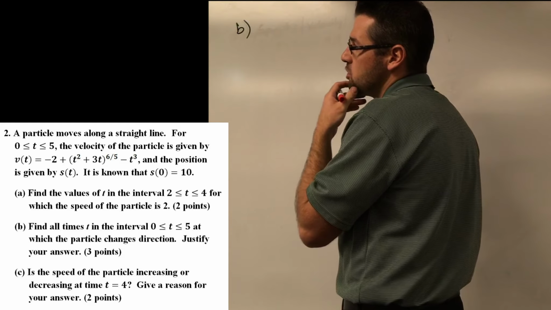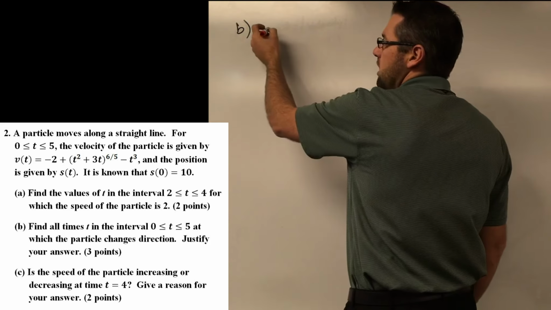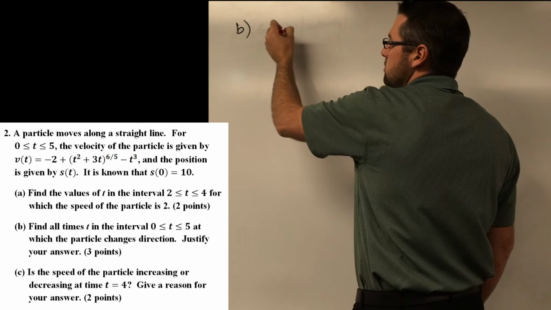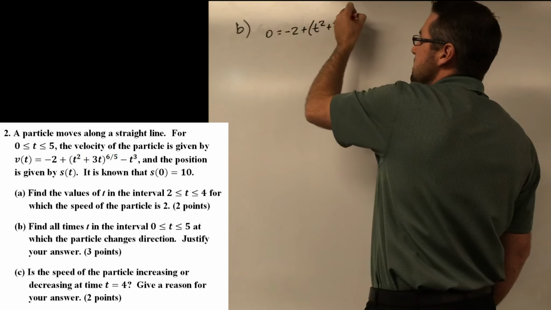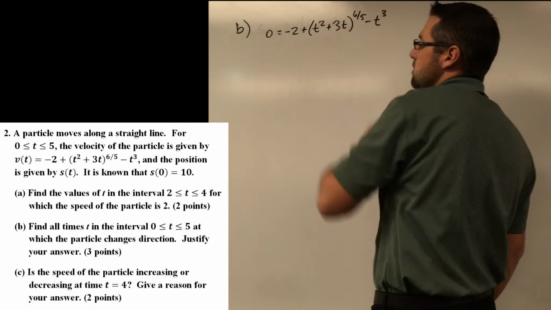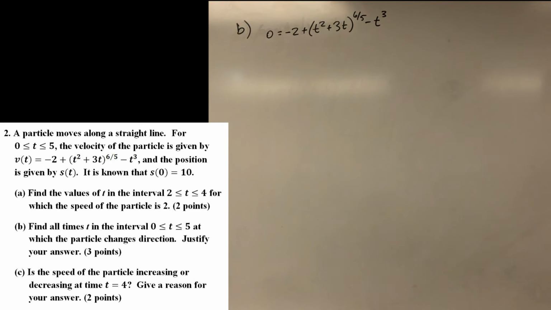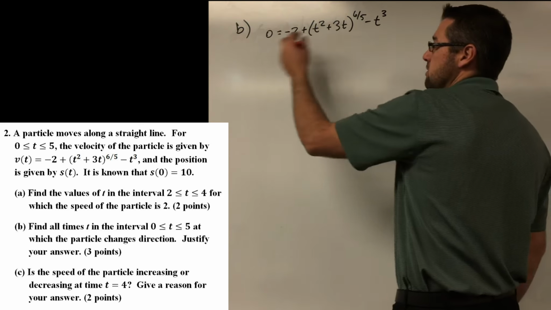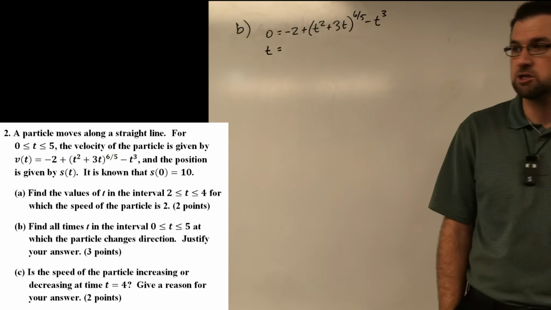Okay? You can plug in any t value. It can't change directions at an endpoint. So we're going to set v of t equal to 0. So 0 equals negative 2 plus t squared plus 3t to the 6/5 minus t cubed. Is that where it changes direction? No. That is only when velocity is 0. What do you have to make sure? That the signs change. So first figure that out. That should be pretty easy because your function is already stored in your calculator, or at least a very close variation.